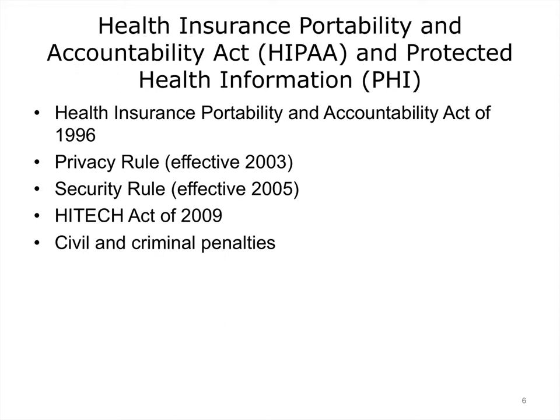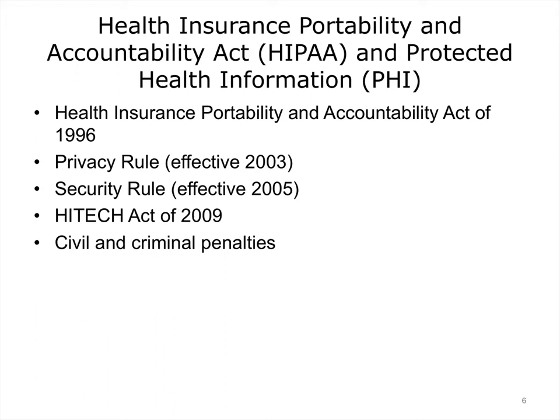The HITECH Act of 2009 increased the privacy and security obligations of business associates. A business associate is an individual or organization that performs certain functions or activities on behalf of a covered entity that involve the use or disclosure of PHI. Under the original rules, any breach of confidentiality caused by a business associate was the responsibility of the covered entity. With the new rules, a business associate assumes direct responsibility and liability for breaches and is subject to the same civil and criminal penalties that apply to covered entities.